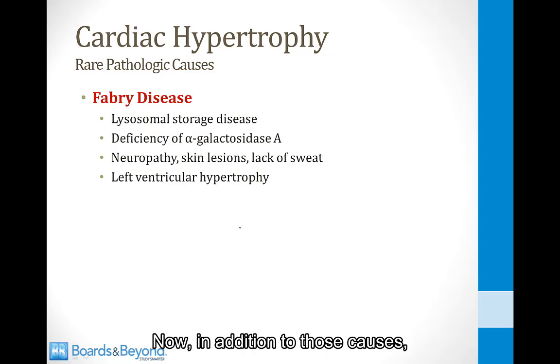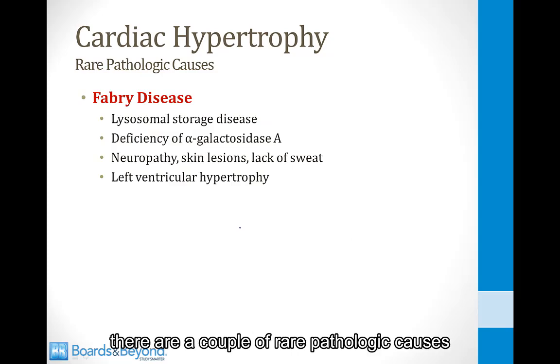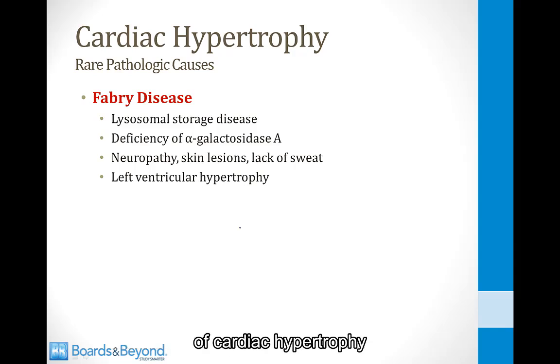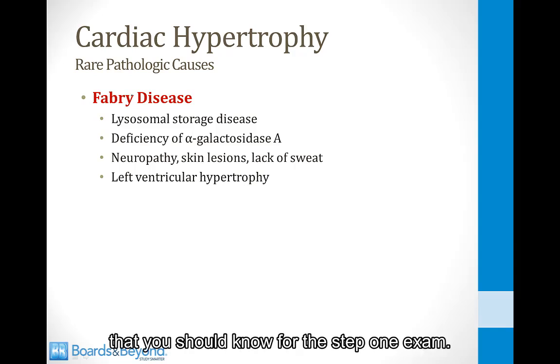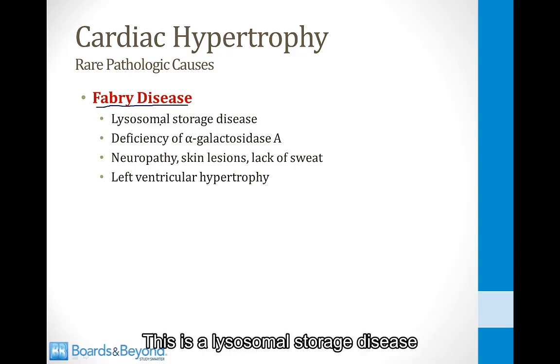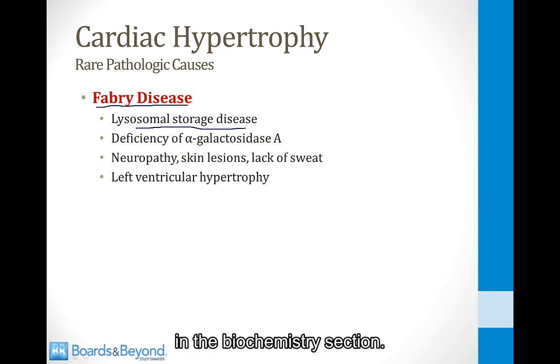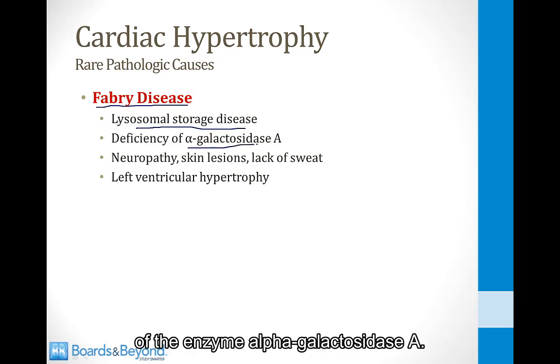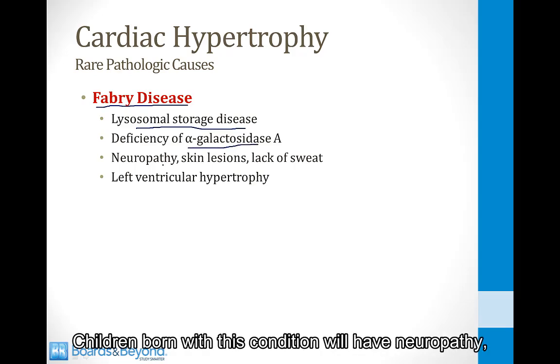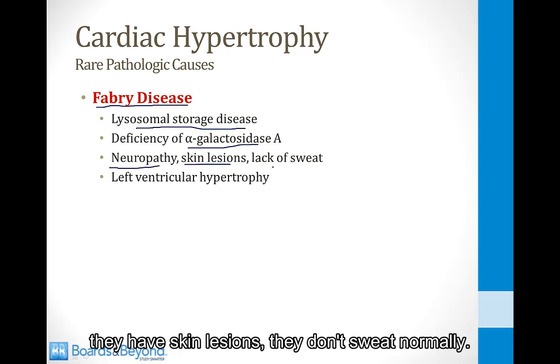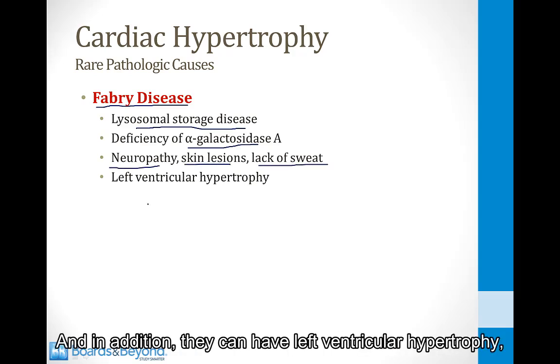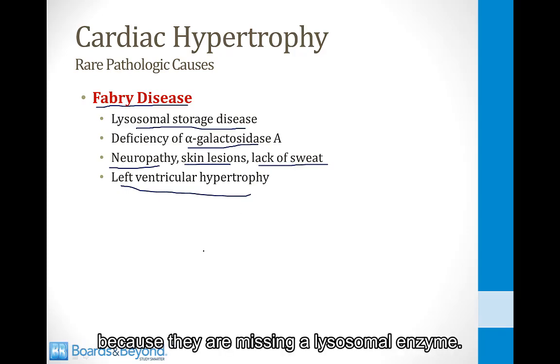Now, in addition to those causes on the last slide, there are a couple of rare pathologic causes of cardiac hypertrophy that you should know for the Step 1 exam. The first one is Fabry disease. This is a lysosomal storage disease, and I talk about it in greater detail in the biochemistry section. It's caused by a deficiency of the enzyme alpha-galactosidase A. Children born with this condition will have neuropathy, they have skin lesions, they don't sweat normally, and in addition, they can have left ventricular hypertrophy because they are missing a lysosomal enzyme.